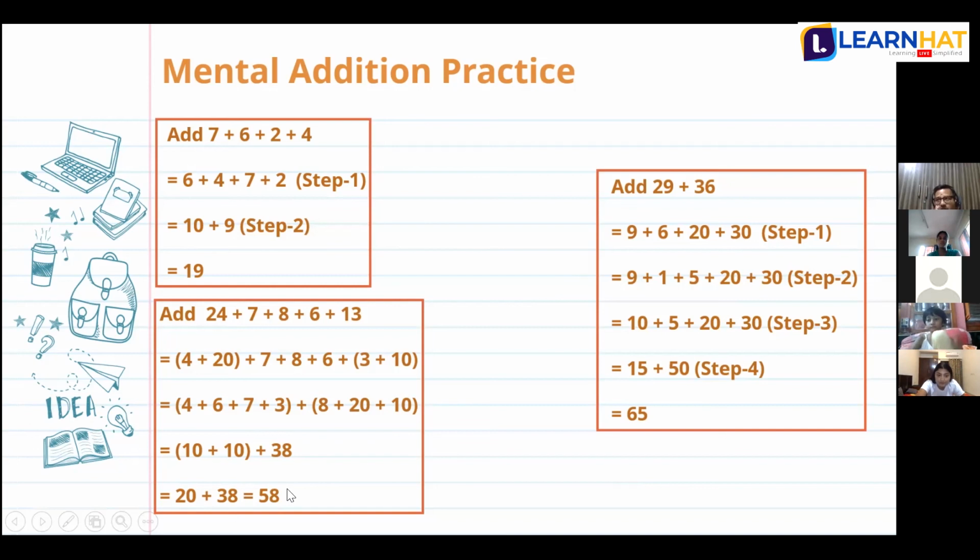So ultimately, whatever we learned in today's concept, we are trying to do as mental addition. So you need to practice in that way. Okay, let's do some 2-digit number addition for 2 numbers.